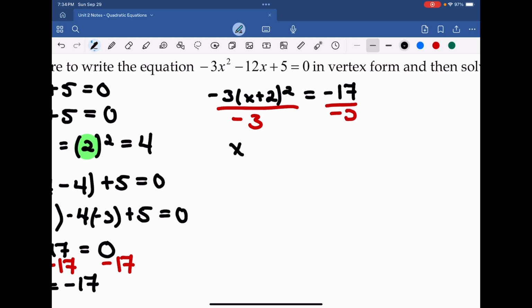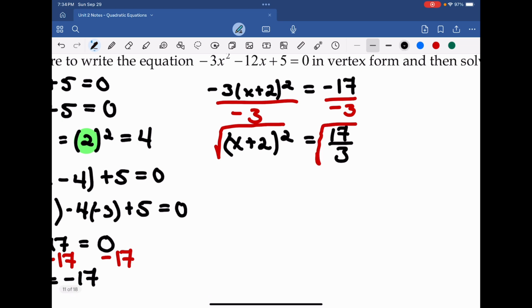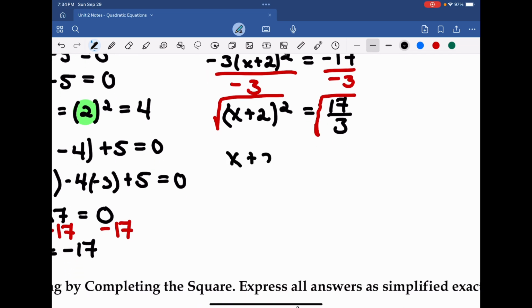There we go. When I divide, it's going to give me x plus 2 all in brackets squared is equal to positive 17 over 3. Because remember, if we divide both sides by the negative, we need to make sure that that shows up as now a positive. Negative over negative is a positive. Now we're going to take the square root of both sides, square root and square root.